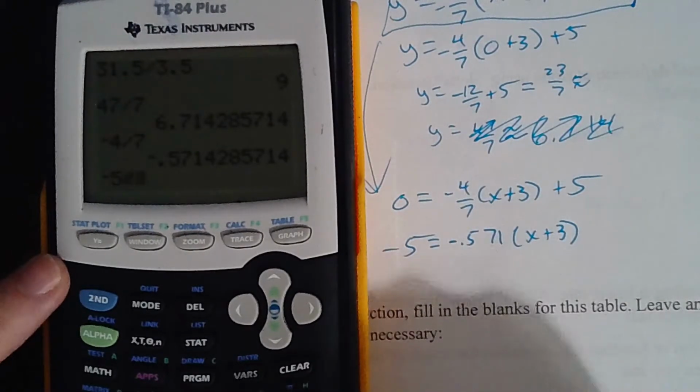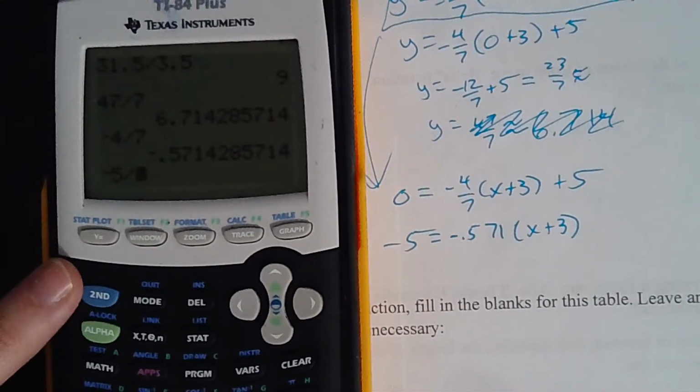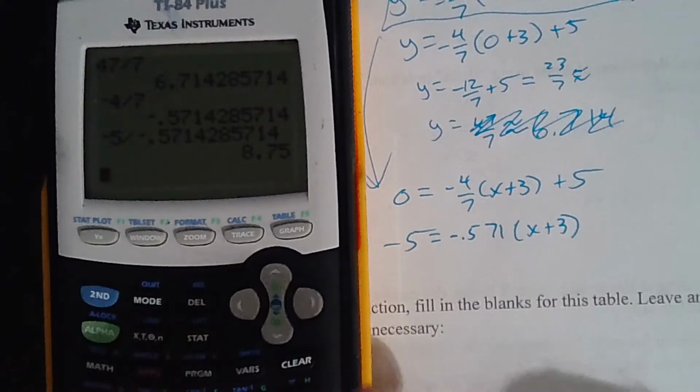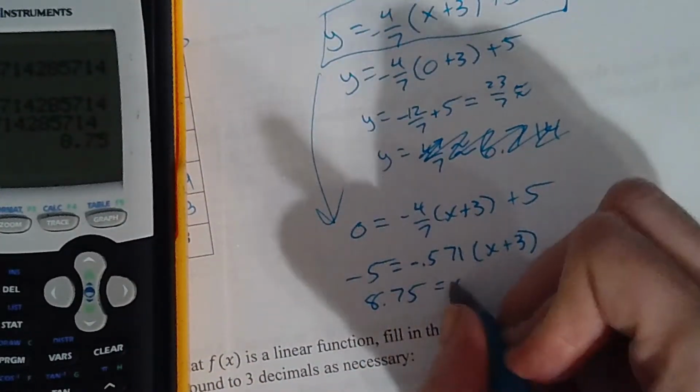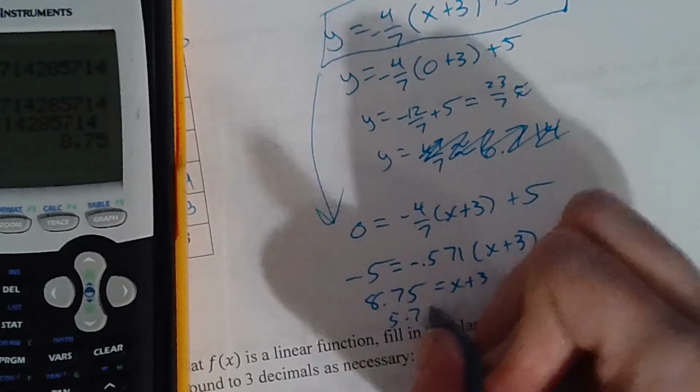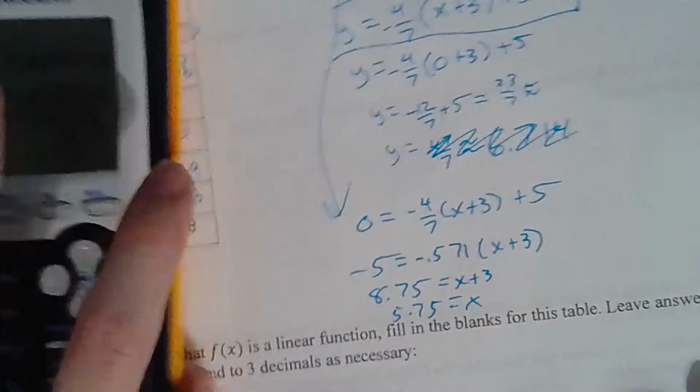I'm going to do divided by, and instead of typing in the number, I'm just going to highlight it and hit enter, and it will copy it there for me. Ooh, nice pretty number, 8.75. And that's x plus 3, and therefore 5.75 is x. Subtracted 3 on both sides.